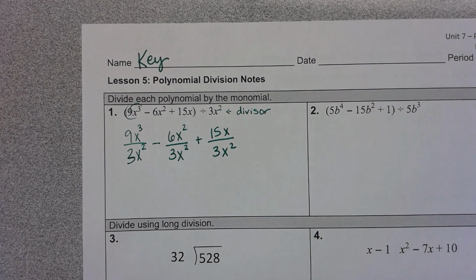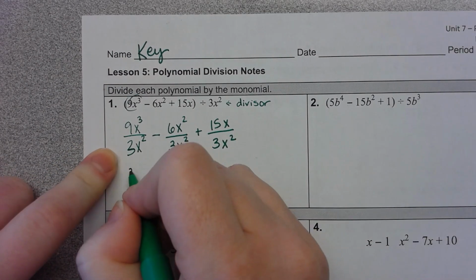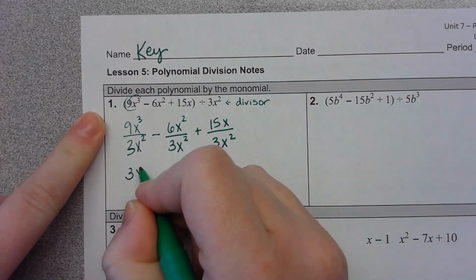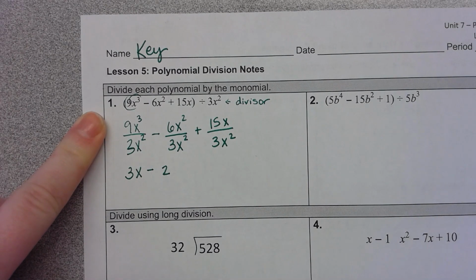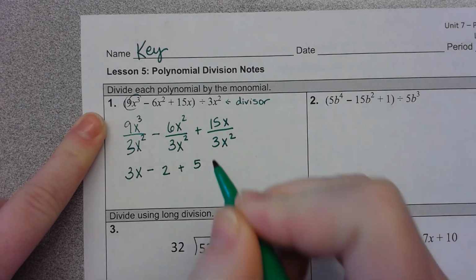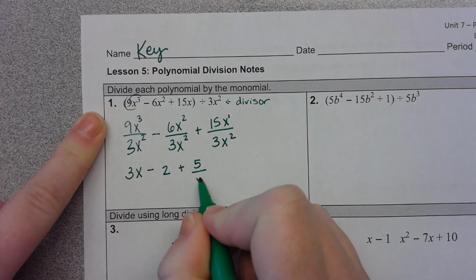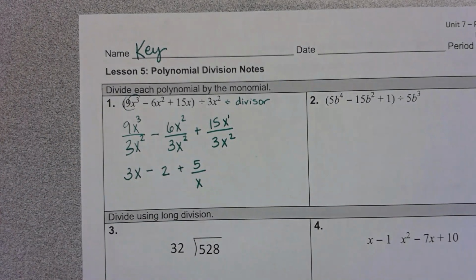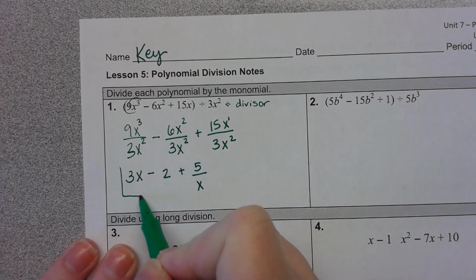All right, and then we're going to simplify. So in our first term here, 9 divided by 3 is 3. x cubed divided by x squared is x. So you'll see we're going to keep using those exponent laws. Minus 6 divided by 3 is 2. x squared divided by x squared is 1, so we don't need to write it. And then plus 5, and then x, this is x to the first divided by x squared. So that's actually going to be x to the first in the denominator. All right, so we'll just write each of those 3 terms in simplest form, and that is the quotient.